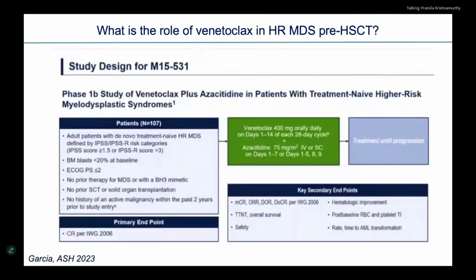So what data do we have for the role of venetoclax in high-risk MDS pre-transplant? There has been a phase 1b study whilst we await the results of VERONA, and data were presented at ASH last year. And you can see that these patients were adult de novo patients, 107 patients treatment naive with high-risk MDS, IPSS-R score at least 3 or IPSS greater than 1.5, with less than 20% blast at baseline, who went on to venetoclax given 400 milligrams orally daily on days 1 to 14 per 28-day cycle with azacitidine.